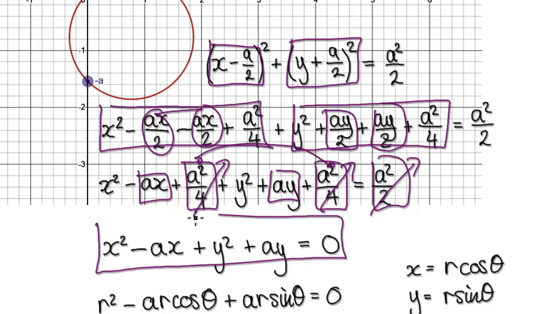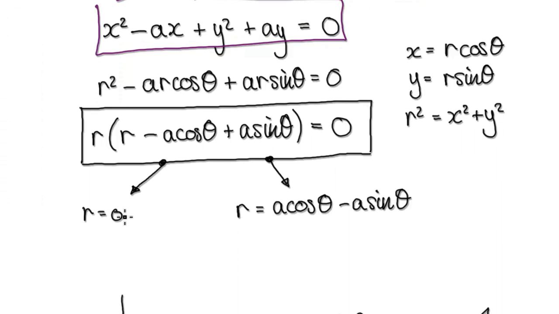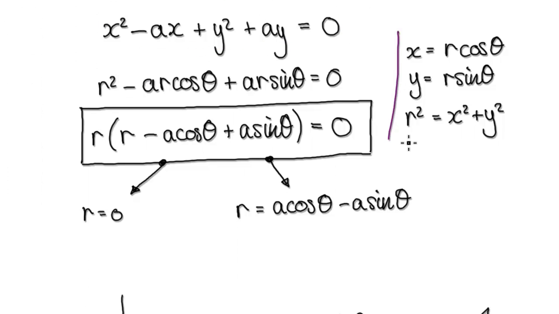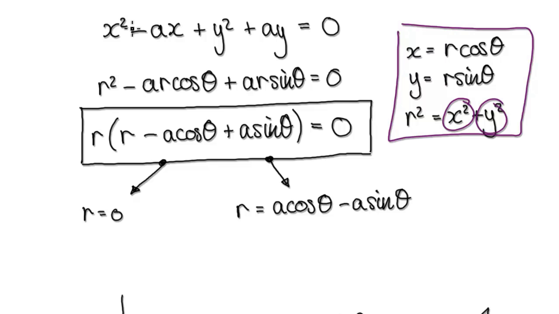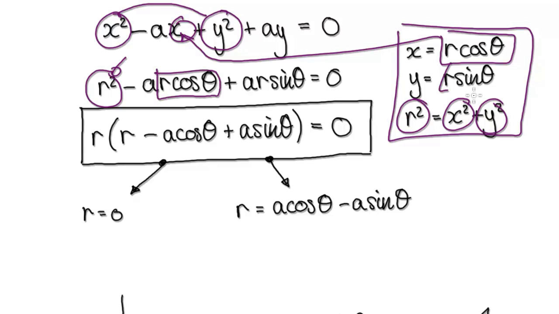Now to convert it into polar form, you must know these three here. Always keep an eye out for x squared plus y squared, so you can replace it with r squared. So these two are r squared, and then put this into the x. That will give us this, and then put this into the y. That will give us this.